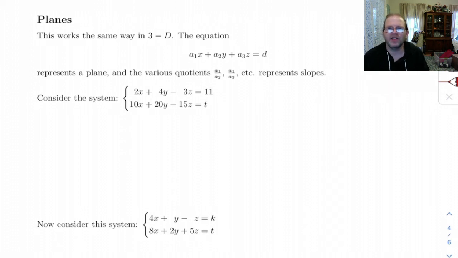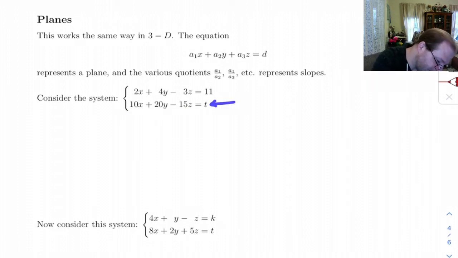What does it mean for a plane to have slope? Well, it's really got three different slopes. It's got a slope in the x direction, y direction, and z direction. But we're not going to worry about that very much, except to say these two planes have all the same slopes.